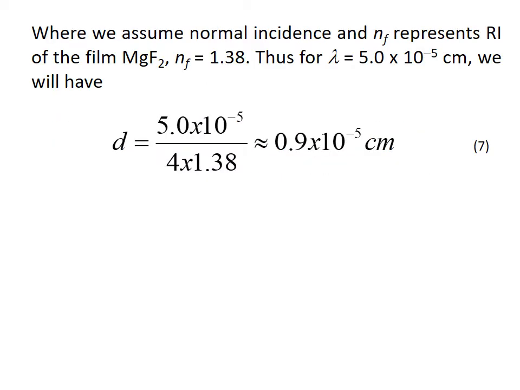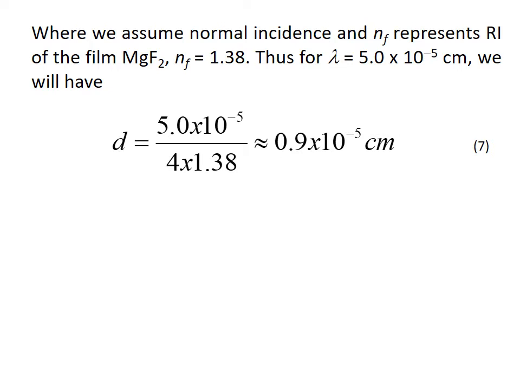D equals lambda by 4nf gives us the optimized thickness of the anti-reflecting film, which should be coated on the surface of the glass, so that we get minimum reflectance and minimum glare, and most of the light gets transmitted, so that minimum losses occur.